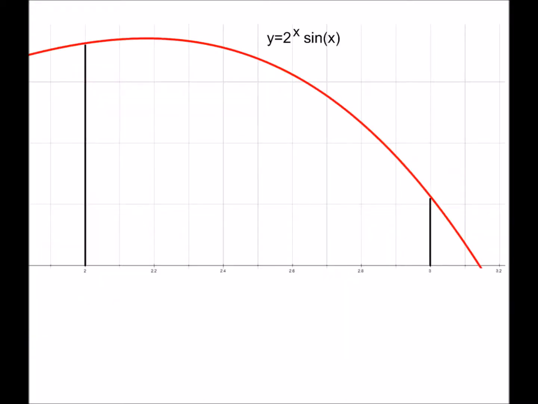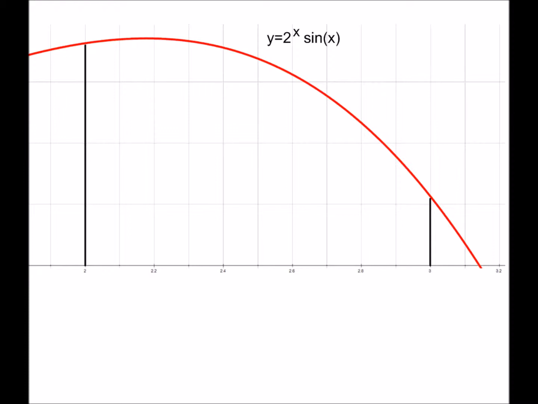Why is this useful to us? Well, in maths, we're going to use trapeziums to approximate the area under a graph. So here I've got a graph. It's 2 to the power x times sine x. And what I want to know is what this area between 2 and 3 is.